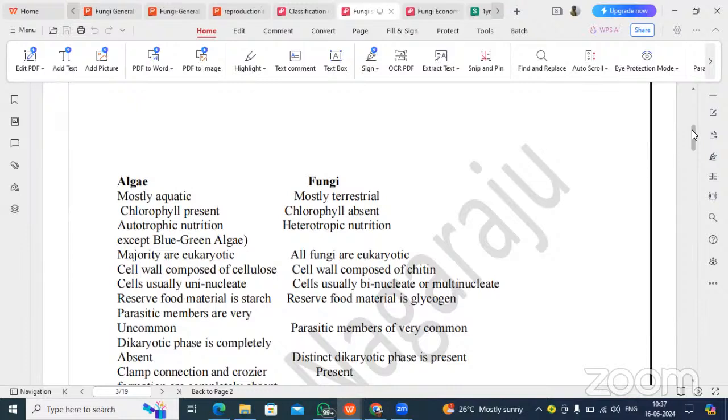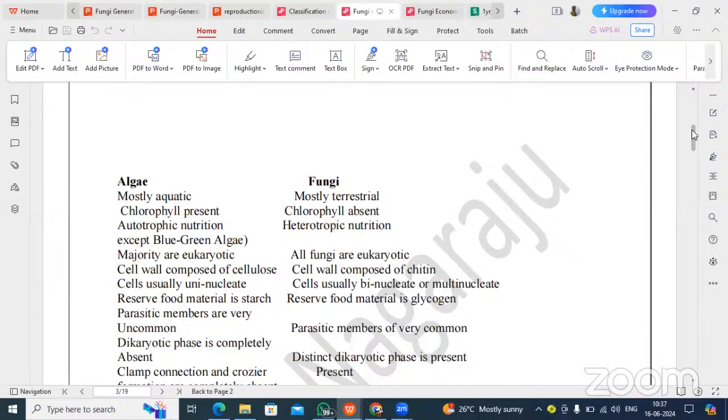Whereas the plants are autotrophs, animals are heterotrophs. That heterotrophic character is there. You know the difference between algae and fungi. What are the differences between algae and fungi? I already told you the definition of algae and fungi. Chlorophyllous, achlorophyllous. Algae are chlorophyllous: in the algae, chlorophyll is present. In fungi, chlorophyll is absent.